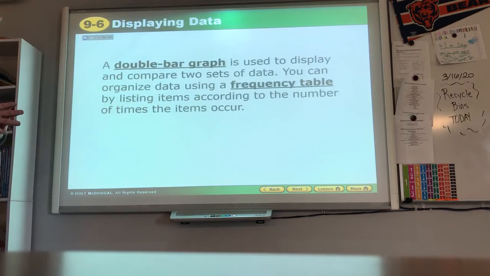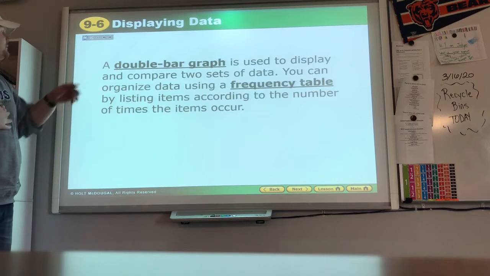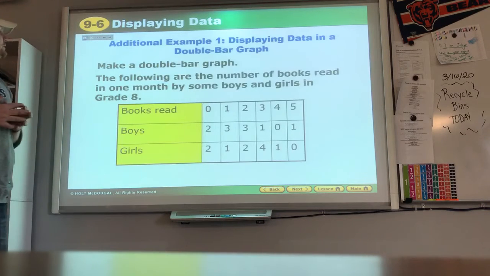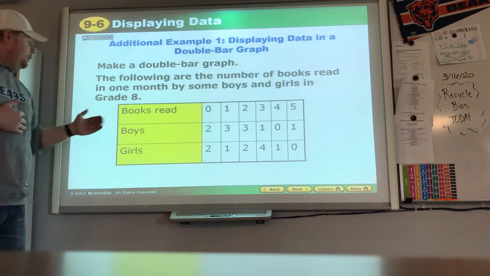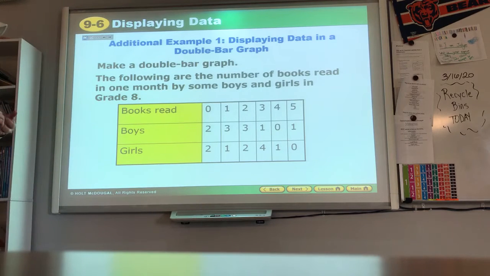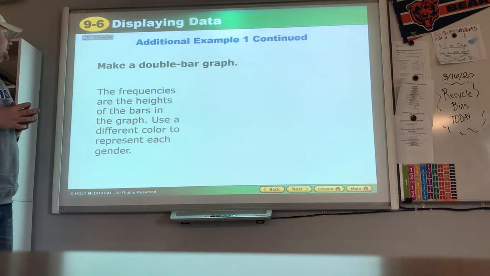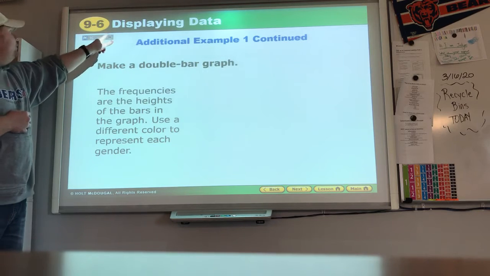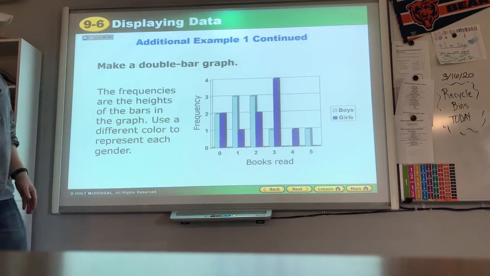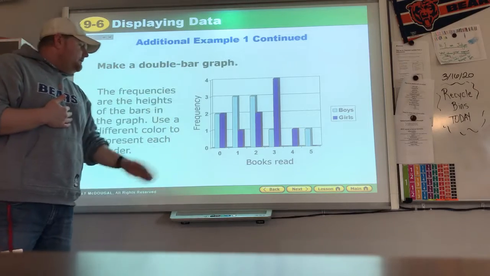Now, a double bar graph is used to display and compare two sets of data. You can organize data using a frequency table by listing the items according to the number of times they occur. So, books read by boys, books read by girls. We can make a double bar graph doing this. So the frequencies are the heights of the bars in the graph. When we look at this, that's the number of books read.